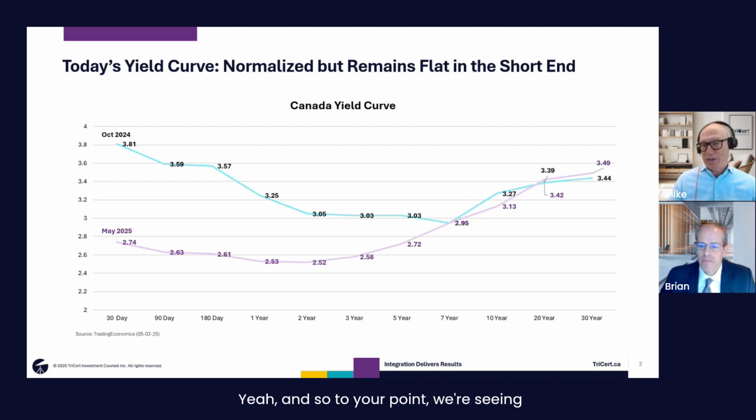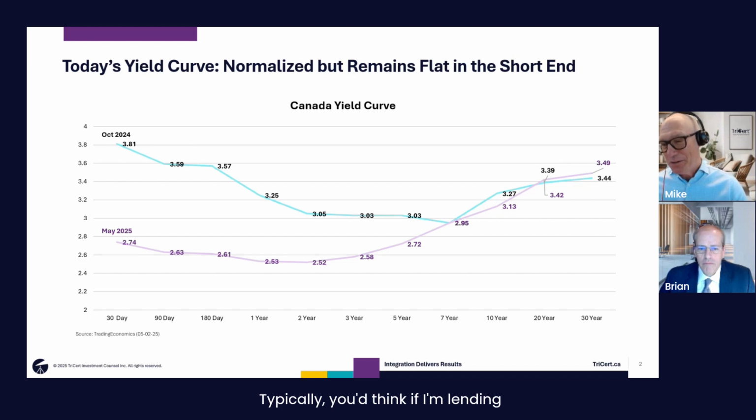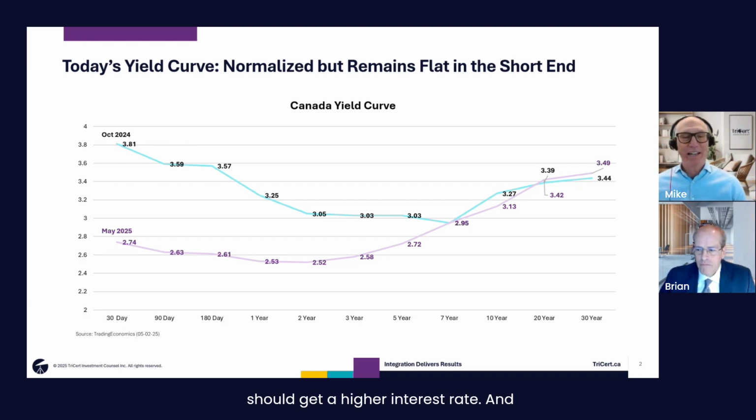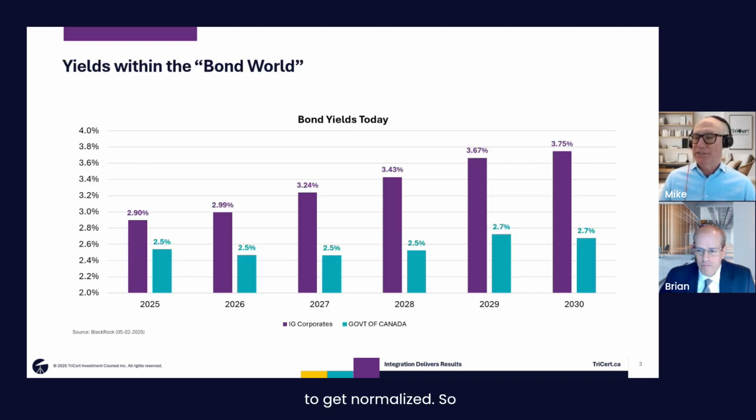Yeah, and to your point, we're seeing the curve normalize. Typically, you'd think if I'm lending money for a longer period of time, I should get a higher interest rate. And now it's starting to get normalized. A good thing to be seeing to a certain extent. More sanity, I would say. Yeah, it takes one of the unusual features of the bond market out of the equation.